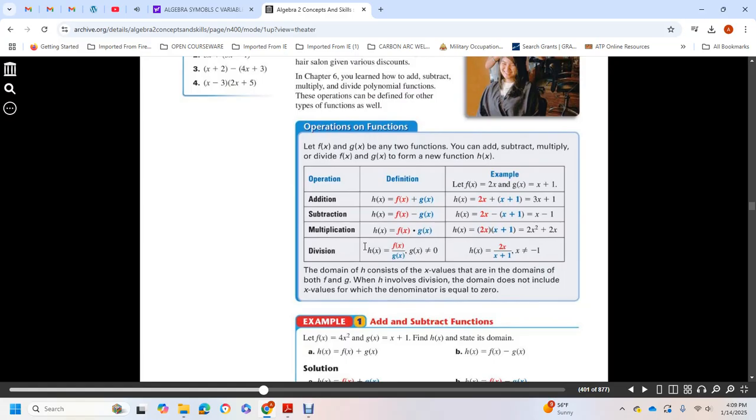Operations on functions. Let f(x) and g(x) be two functions. Any two functions can be added, subtracted, multiplied, or divided to form a new function h(x). Addition: h(x) equals f(x) plus g(x). Subtraction: h(x) equals f(x) minus g(x). Multiplication: h(x) equals f(x) times g(x). Division: h(x) equals f(x) over g(x), where g(x) is not equal to 0. The domain of h consists of x values that are in the domains of both f and g. When h involves division, the domain does not include x values for which the denominator equals 0.